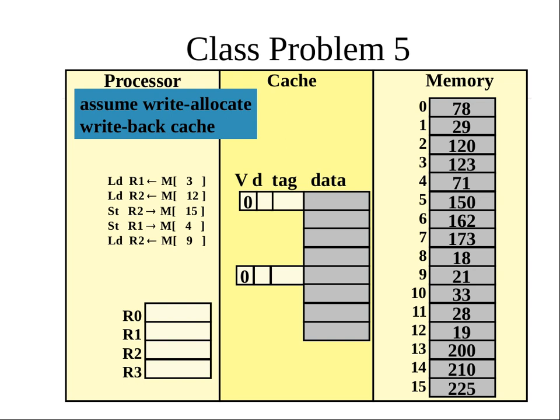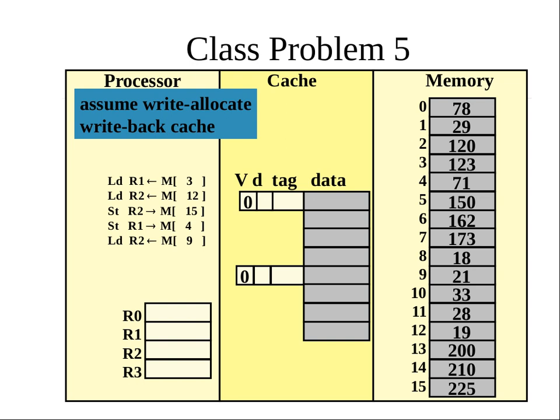Super. So register 2 is 12. That's a miss, so that's going to get loaded into here. So we've got 19. What's the tag? Well, let's see, because 12 in binary is 1 1 0 0. The last bit is your offset. The bit before that is your set. So the previous 2 are your tag. So just 1 1 there, like that.